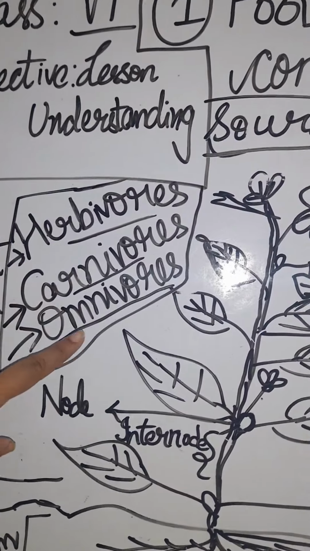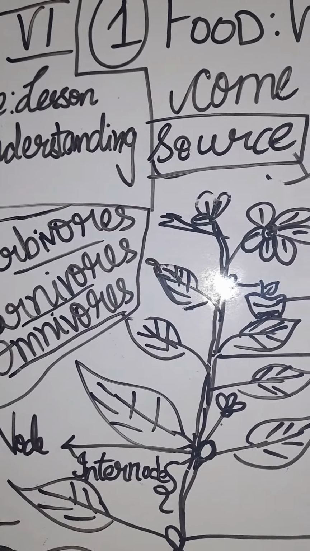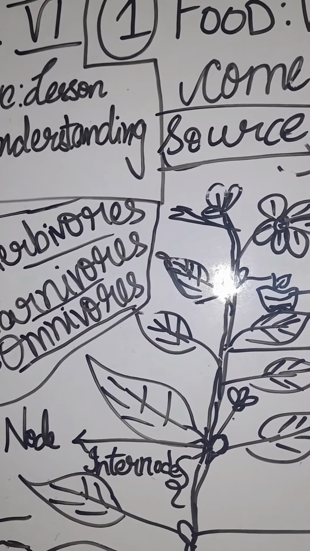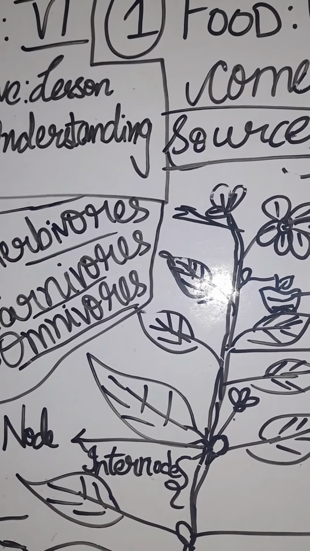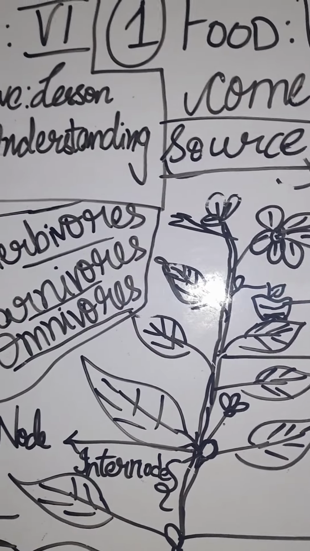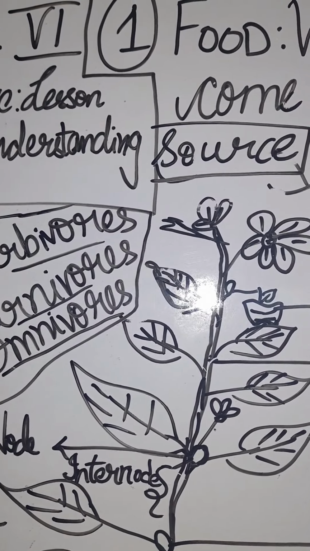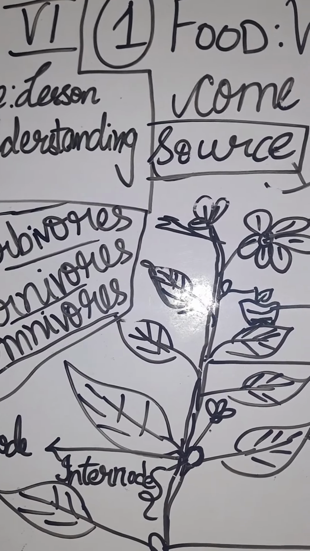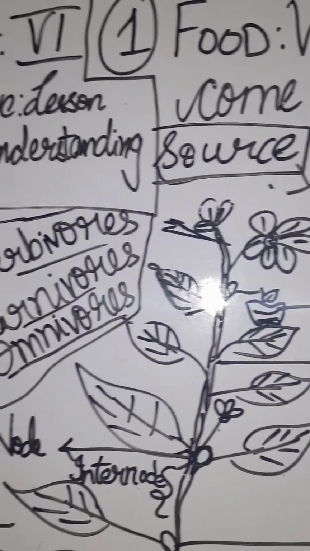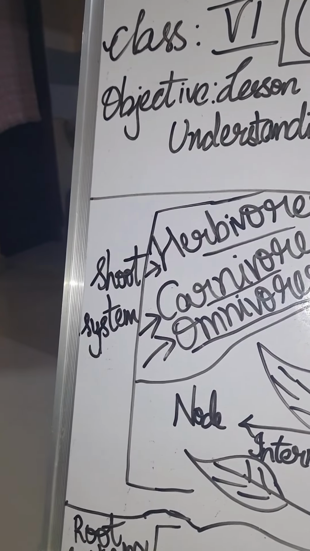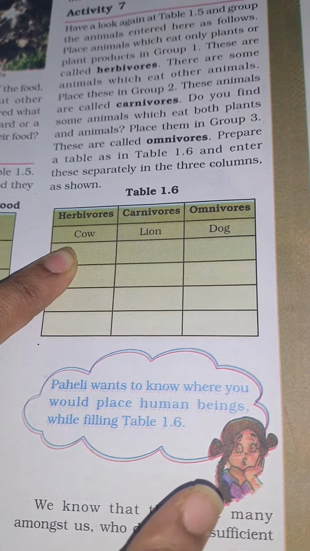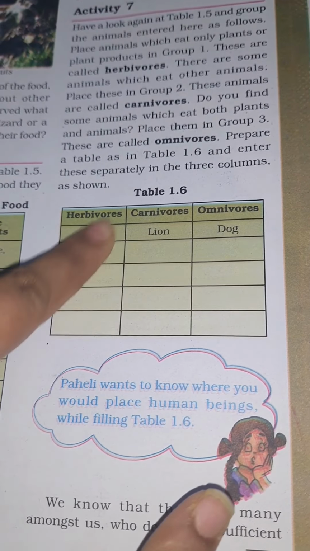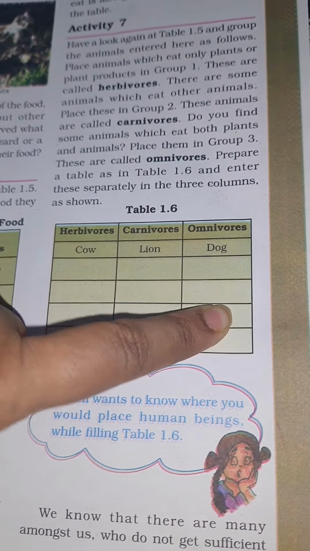Sorry, dog will come under omnivores, children, because it is dependent on plant products also and on animals, flesh. Now carnivores are cheetah, leopard, lion, tiger, all these flesh eating animals. Omnivores are human beings, bear, crow, all these, correct? So these are the omnivores. This is all you know very well. You can make a tabular form. It is given in the textbook: herbivores, carnivores, omnivores. This is a cow here. Yes, I forgot to tell you: herbivore cow, carnivore lion, omnivore dog.